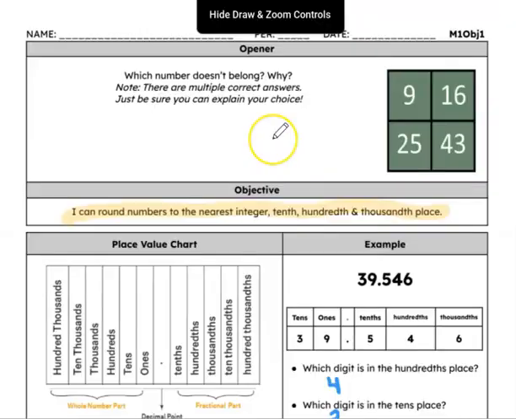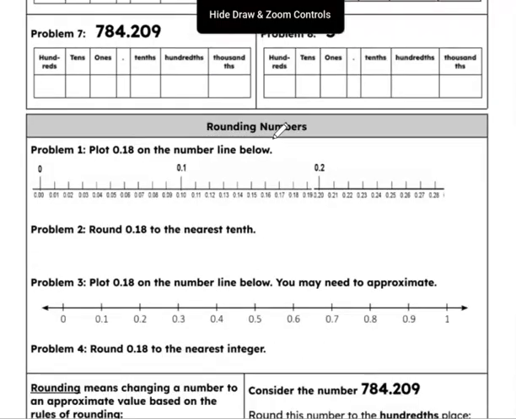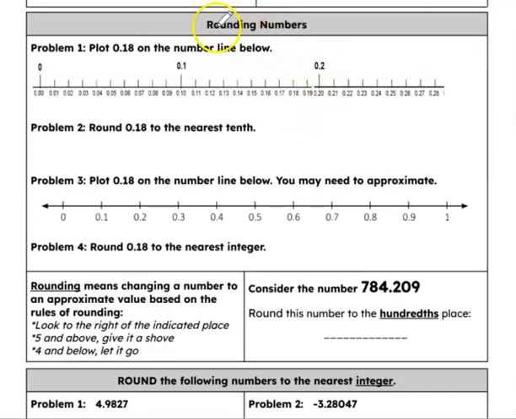Once you have finished those 8 problems there and checked in with your teacher, I want you to go down to the rounding numbers part and take some notes here with me. So, plot 0.18 on the number line below. You can see this is counting by, you can think about this as pennies, right? $0, 0 cents, 1 penny, 2 cents, 2 pennies, 3 cents, 4 cents. It's counting by every hundredth. So 0.18 is going to be right here. You can plot that point right there, because that's where 0.18 is.